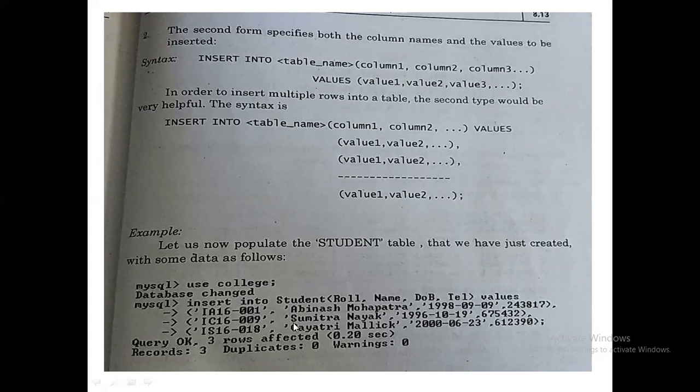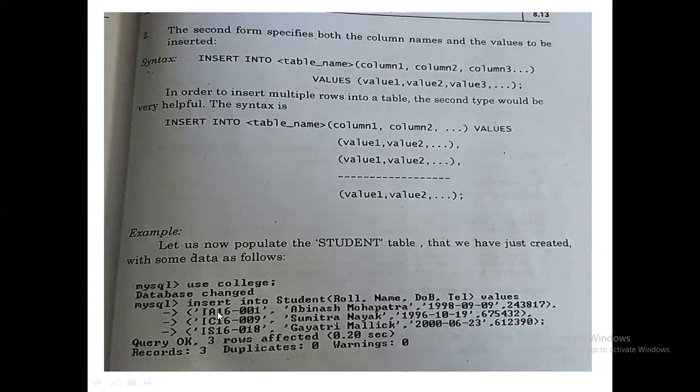So in this way you can enter the data. First you have to mention the database name: use college is the database name. So output will be database changed. Then I have to insert some data into the student table. So insert into student, what are the columns of the student? Roll number, comma, name, date of birth, and telephone number. Then values, inside the parenthesis we have to write the values.